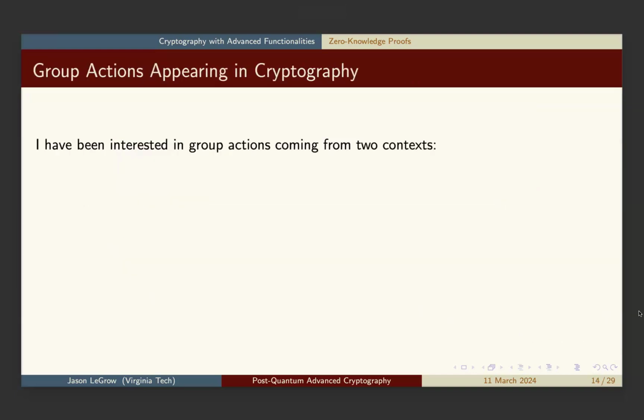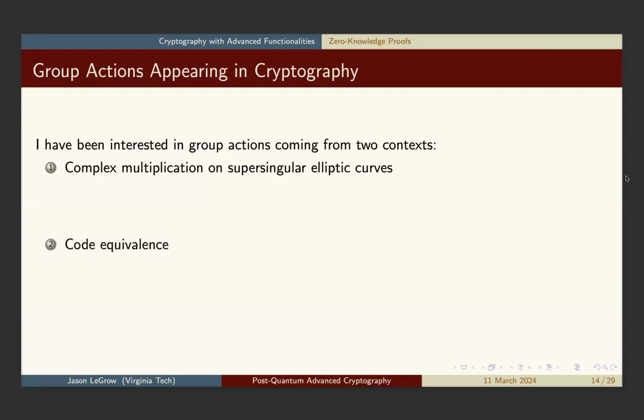All right. So which group actions do we care about in cryptography? Like I said, there's sort of 2. There's these code-based ones and these isogeny-based ones. So I'll explain very briefly what these are. The isogeny-based actions that I have been interested in are, first one, complex multiplication on supersingular elliptic curves. I'll explain what that means in a second. And then the other one is this notion of code equivalence. So acting on codes. They've got some pros and cons.